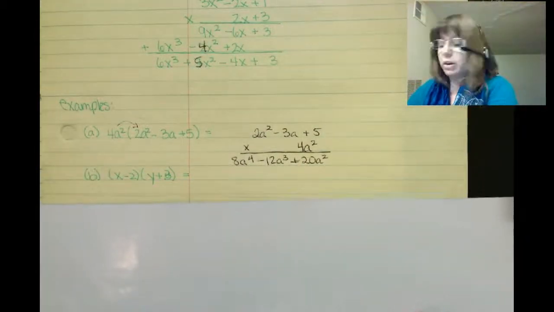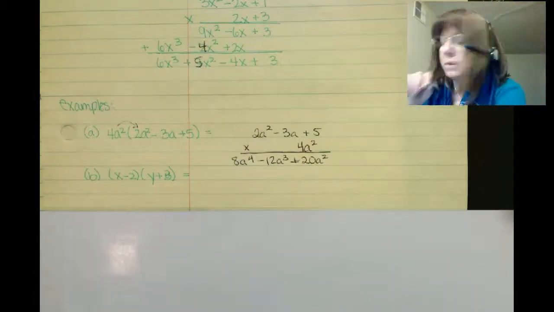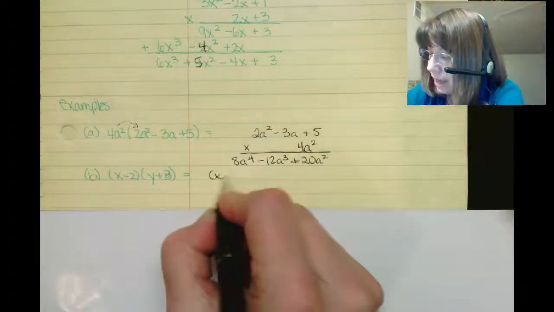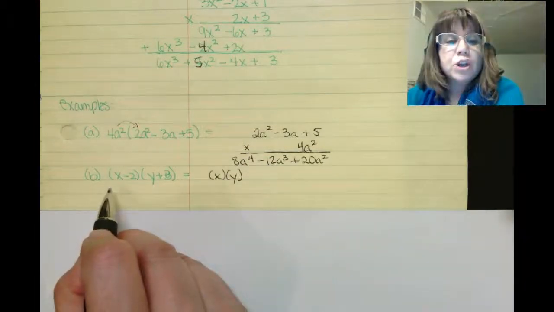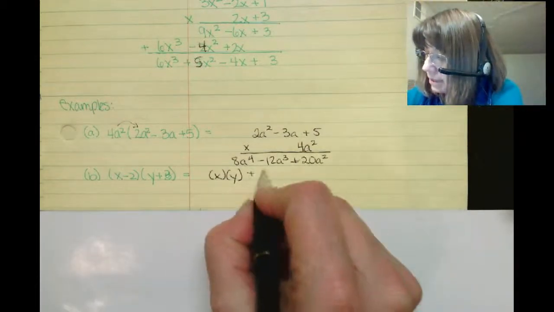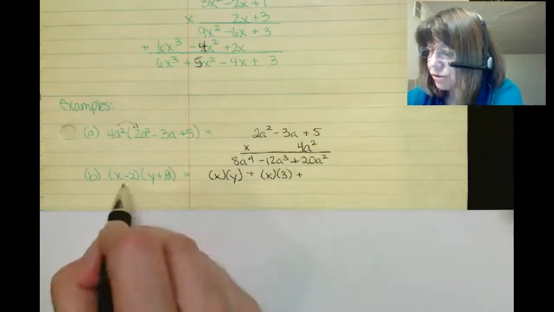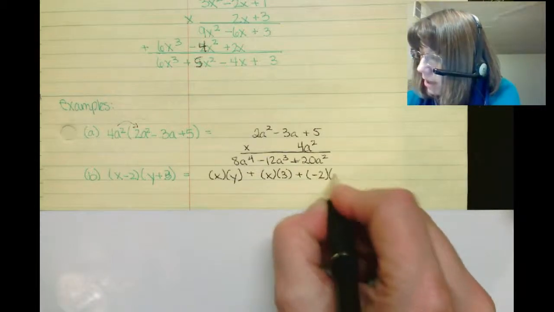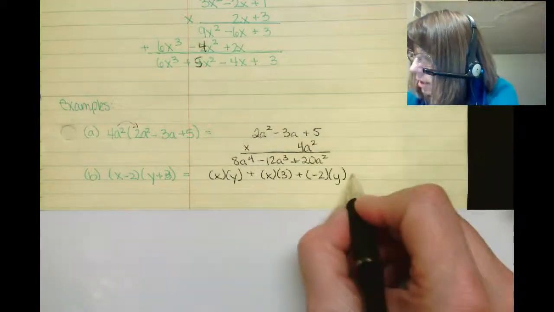Let's try one more. This time, because it's two binomials, I'm actually going to use, pardon me, the FOIL method. So it's first, x times y. The outer, or the O is outer, is x times 3, plus the inners, which are negative 2 and y. And then my last is going to be negative 2 and 3.